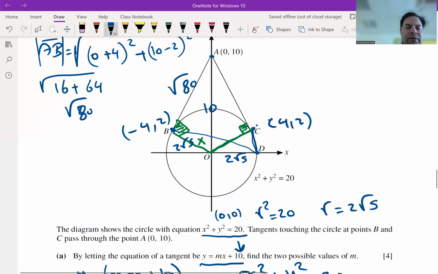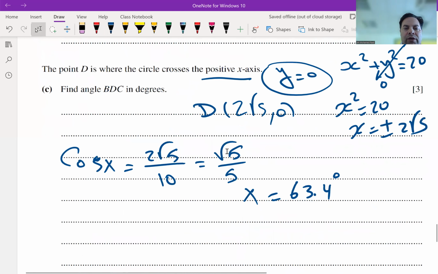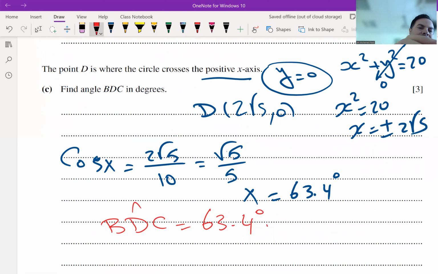This angle is 63.4, so this angle will also be the same, 63.4, so this angle also will be x. The circumference angle is half of the central angle subtended by the same arc. So the measure of this angle will be 63.4. So the measure of angle BDC is equal to 63.4 degrees. This is the final answer, exactly the same as this one.